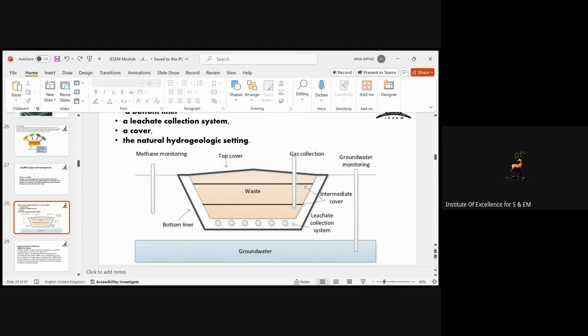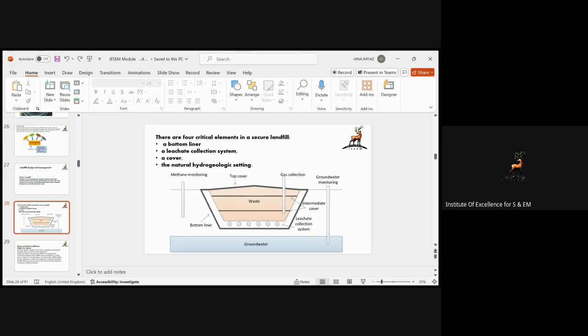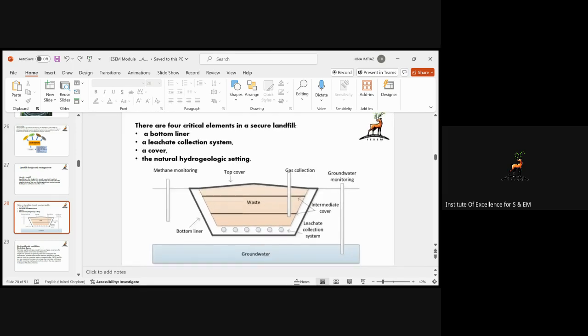And then there is a bottom liner. A liner is made up of such types of clays, for example bentonite clay or any clay, and it is basically a seal so that the waste can't leach to the groundwater or to the soil. So in the composition of the landfill, the liner is basically the most important factor. And there are basically three types of liner.